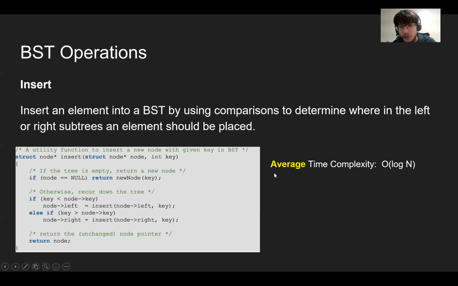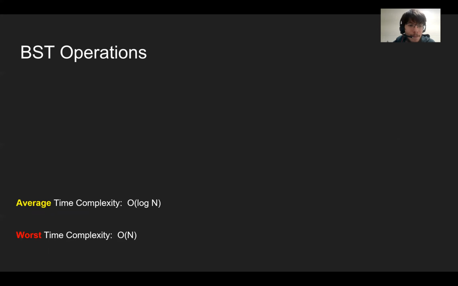In the average case for the tree. But worst case is still O(n), because you might, again, have a linked list where you have to go through everything.